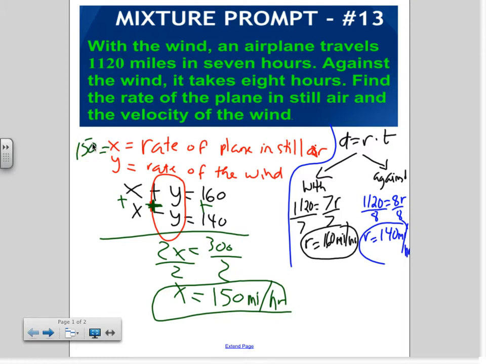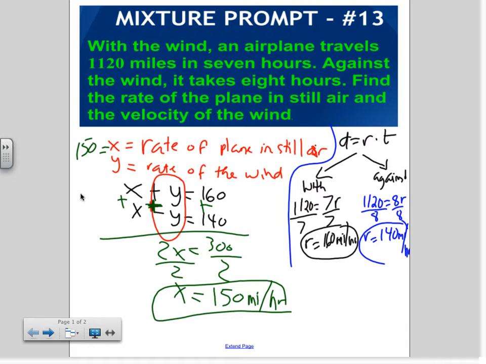But then wait, they also ask you to find the wind speed as well. If we know what x is, how do we go back here and solve for y? Plug it into one. Right, very good. Any questions? No. Second one. Does it have to be the second one, or could it be any? Any.